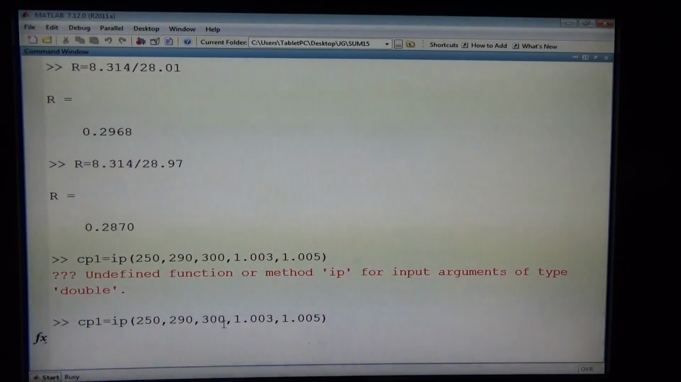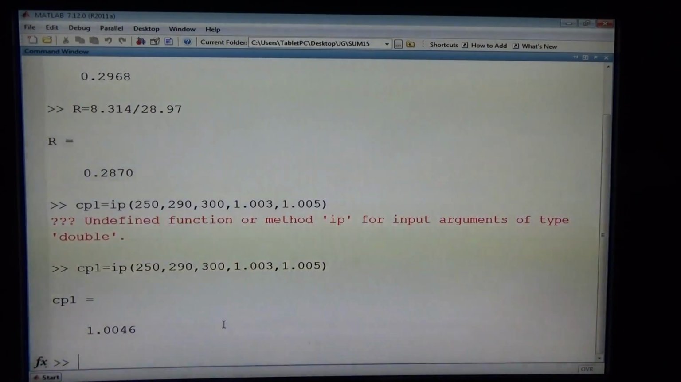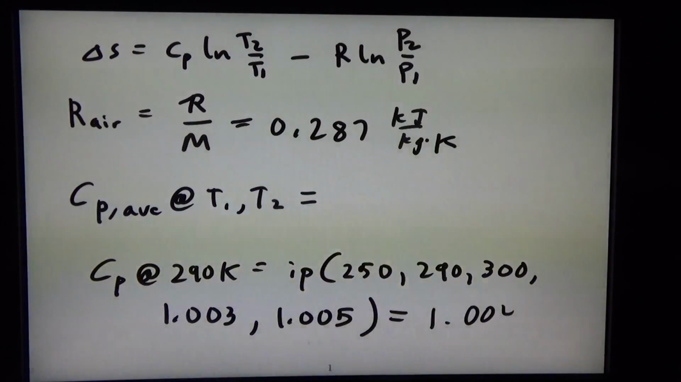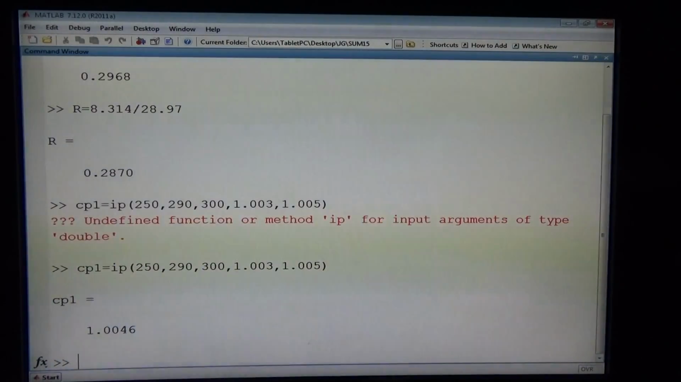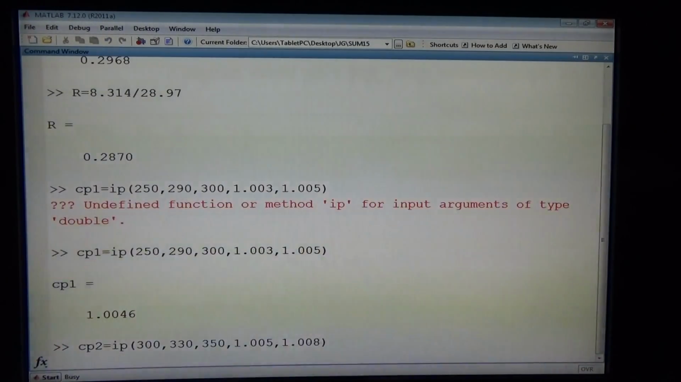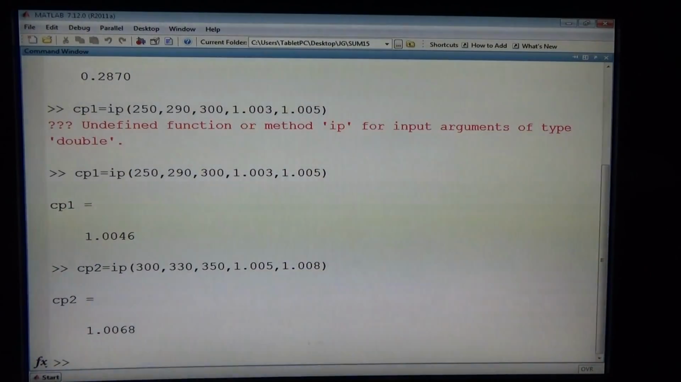Okay, here's C sub P1, 1.0046. And for C sub P2, we need to interpolate. 300, 330, 350, 1.005, 1.008. So C sub P2, we get a value of 1.0068.